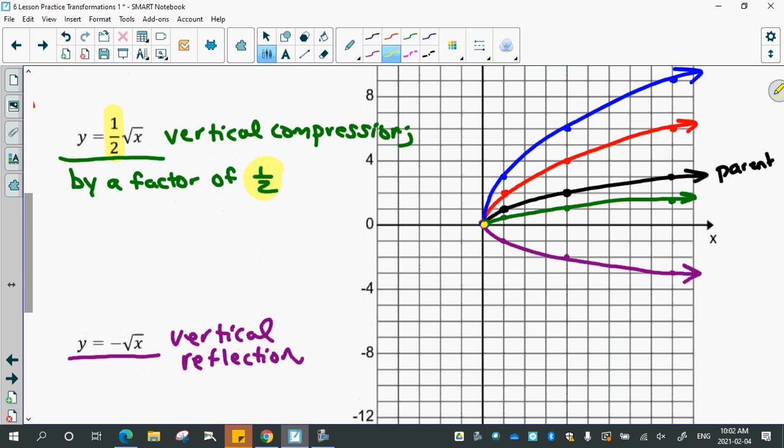Okay, so we're going to start here. And instead of going over 1 down 1, we're going to go over 1 down 2. And instead of going over 3 down 1, we're going to go over 3 down 2. And then over 5 down 2.